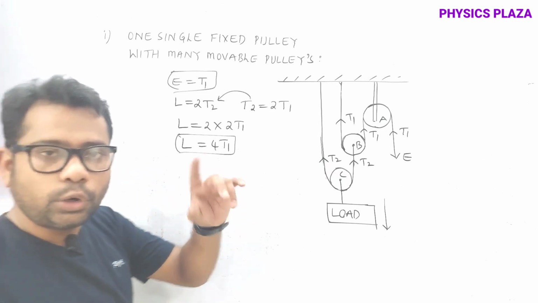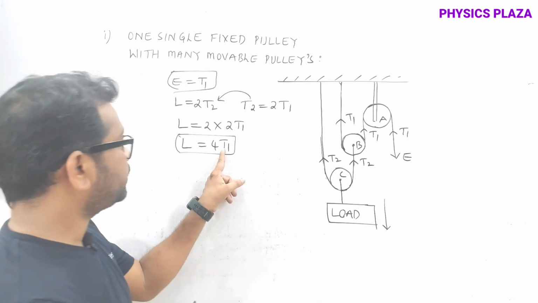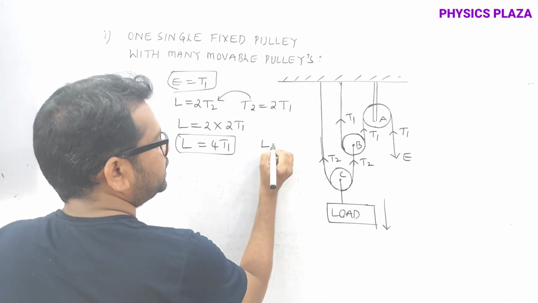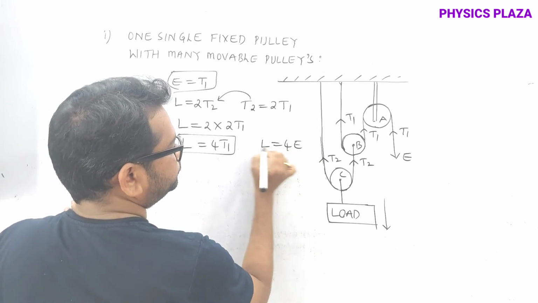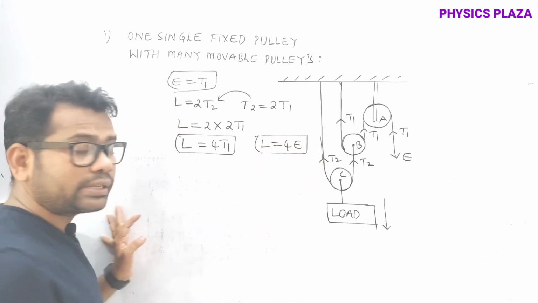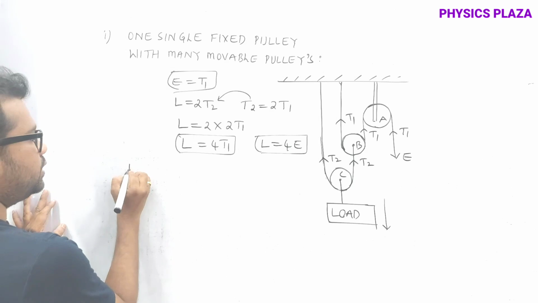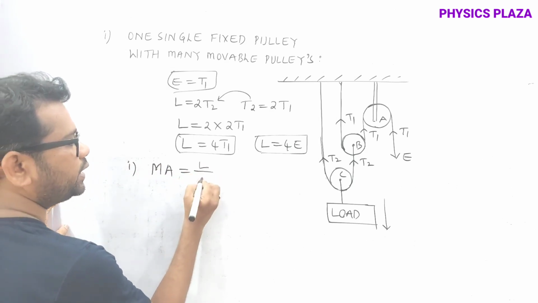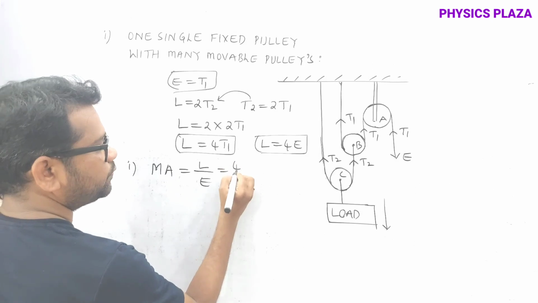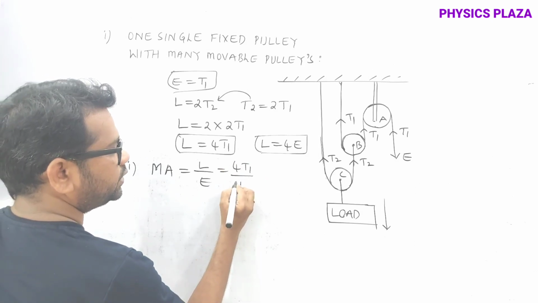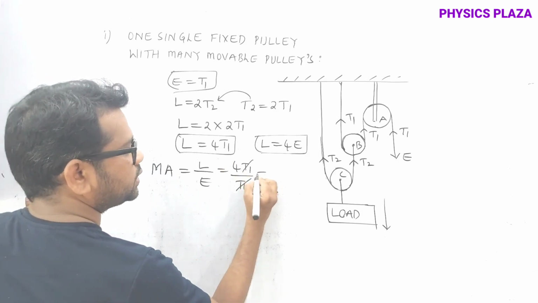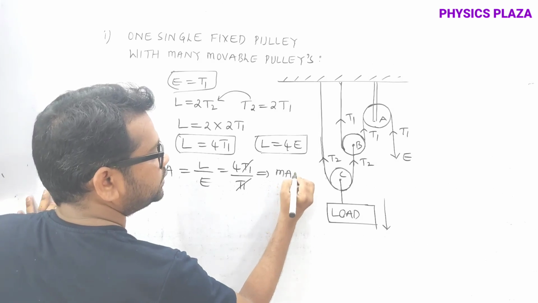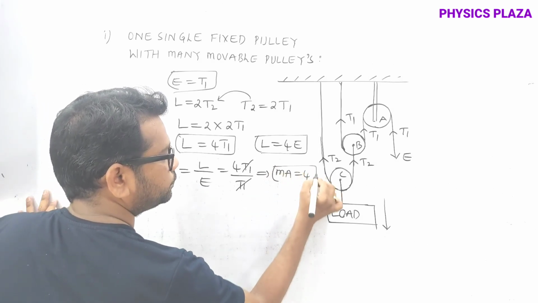Can we make a relation between load and effort? Yes, we can. In the place of T1, you can substitute E. So L is equal to 4 times of E. That is fine. Now let us calculate the mechanical advantage. Children, here mechanical advantage is equal to, we know that it is load by effort. So load is 4 T1, effort is T1. T1 cancel. So here mechanical advantage of this system is 4.